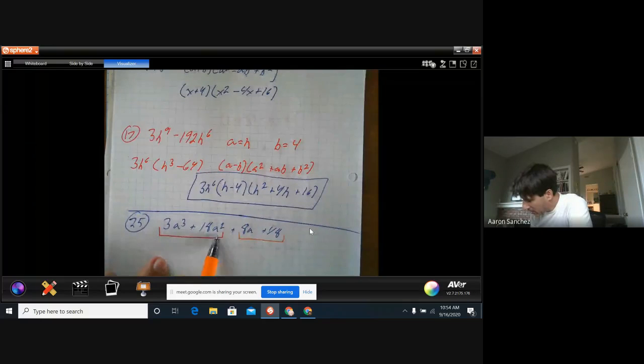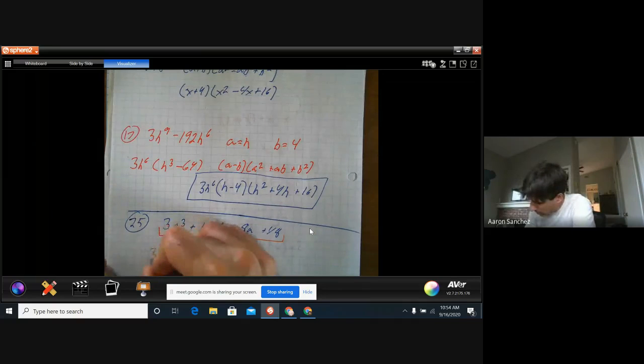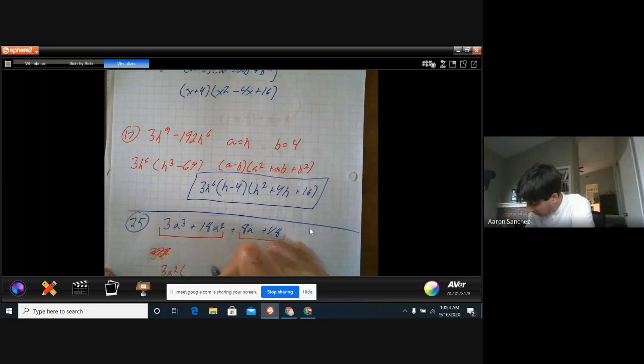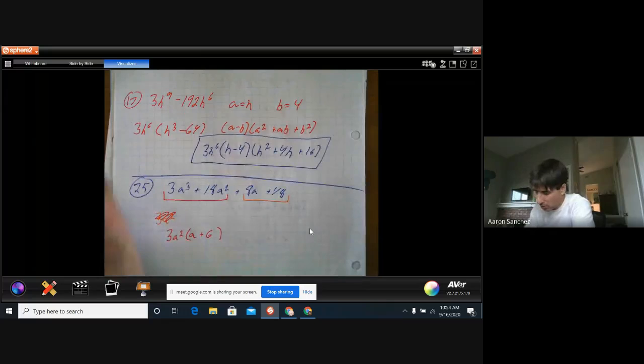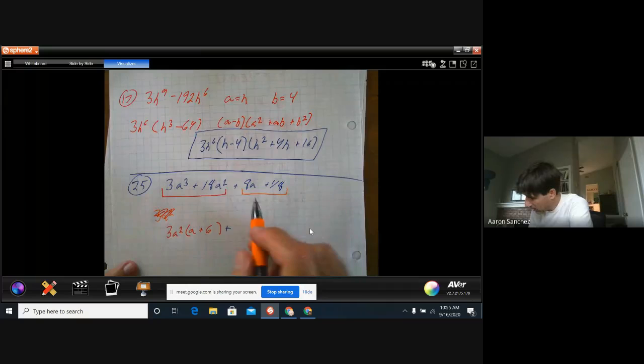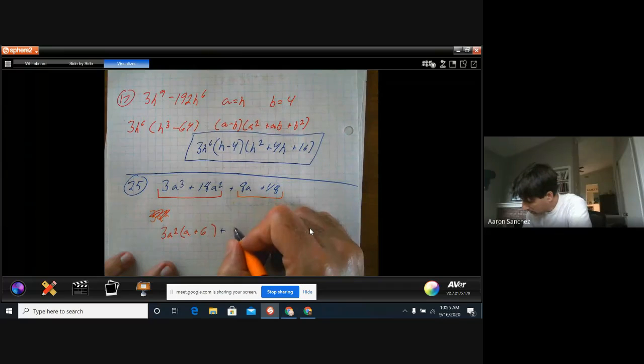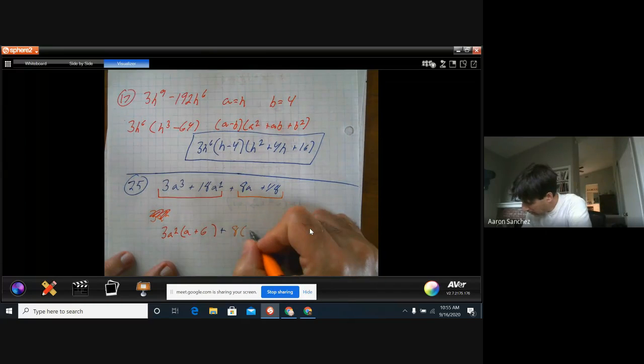3a cubed plus 18a squared. They're both divisible by the GCF, greatest common factor, which is 3a squared. I should have made that red. So that's 3a squared. If I factor that out, that'll be a plus 6. That's the red. Now the orange, so we're adding to that, bring our plus down. What's our greatest common factor there? Well, we have an 8. And this becomes a plus 6.